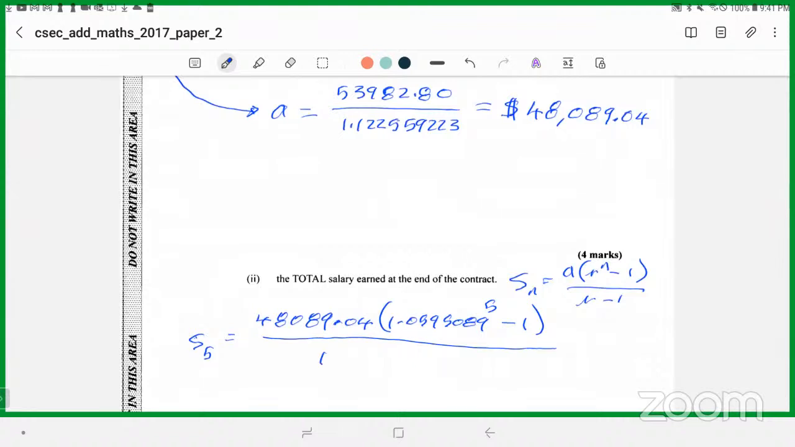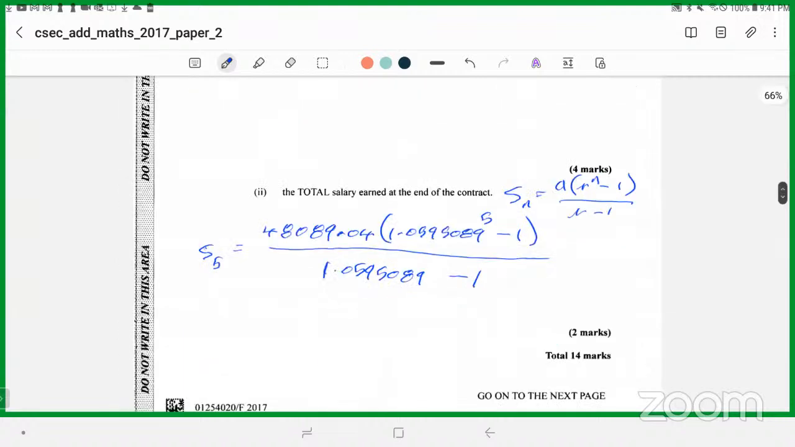R minus 1, which again is this value minus 1: 1.059508 minus 1. Put that in the calculator and tell me the sum of the 5 years. And you have to put the dollar sign on it again. It's also the total salary, so you put the dollar sign on it.